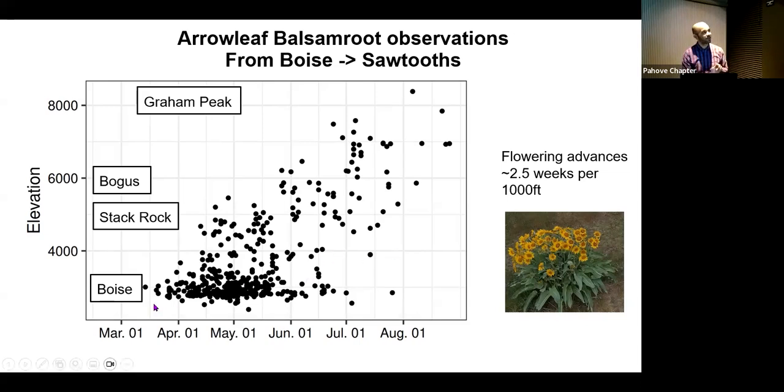That means once it starts flowering in Boise, about a month later it's going to start flowering in Stack Rock, maybe a week or two later up at Bogus Basin, and then another month after that up on those high peaks where it grows up at 8,000 feet.